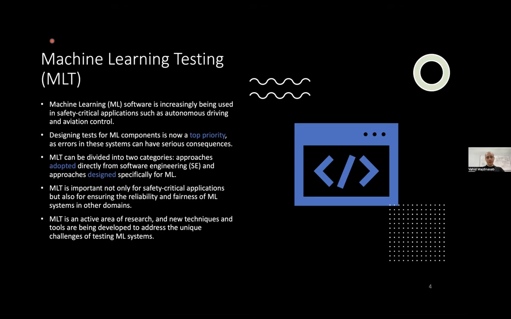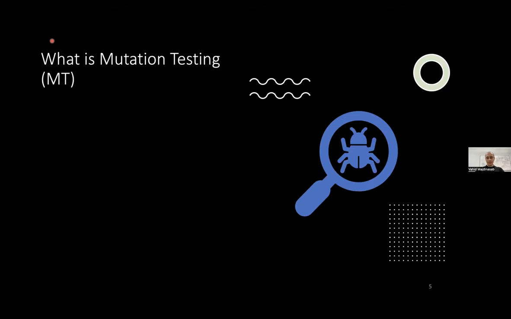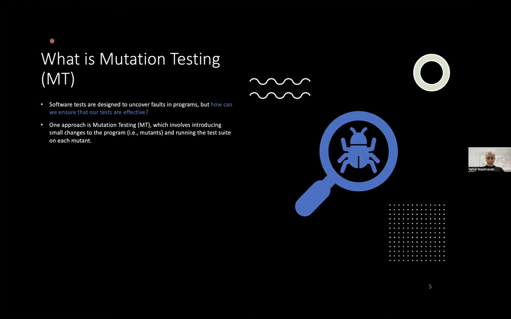So let's take a detour to mutation testing. One question that exists when testing software is, how can we evaluate the tests themselves? In other words, how can we make sure that our tests are effective? One way to do this is through mutation testing, where we make small changes to the original program, and we call them mutants, and we run a test suite on these mutants.